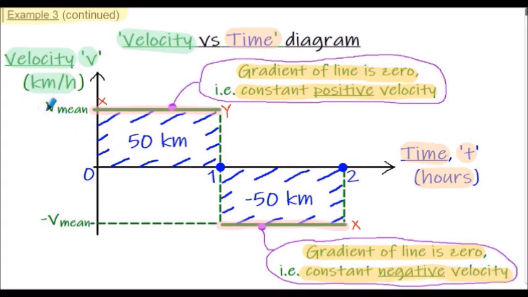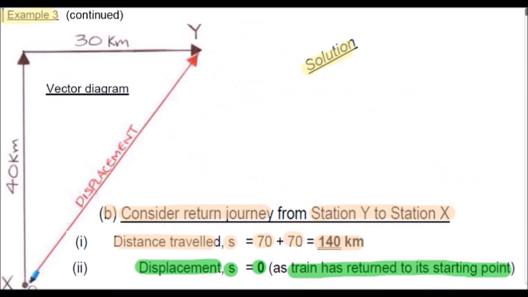So we have positive mean velocity between station X and Y in our assumed first hour of travel, but we have negative velocity, negative V mean, during our travel from station Y to station X, our second hour of travel. So we can see in this diagram how the vector quantity of velocity affects the drawing of the diagram. The velocity of the train from X to Y is a positive velocity, but the direction is reversed from Y to X, so that becomes a negative velocity.